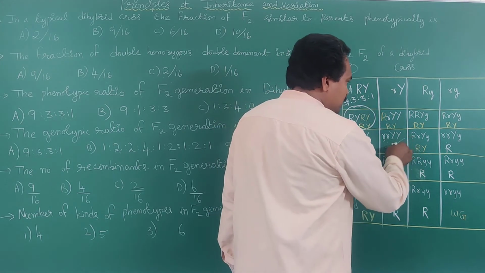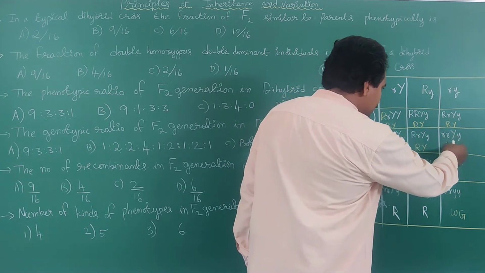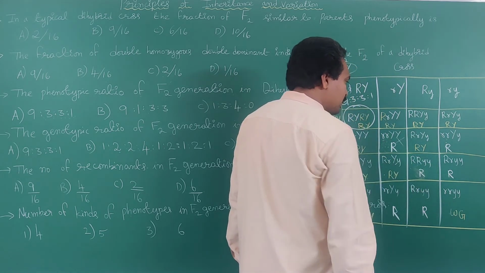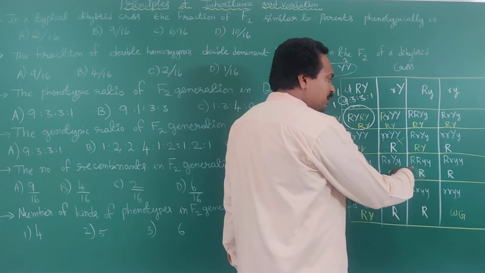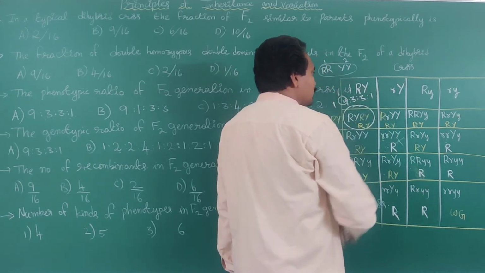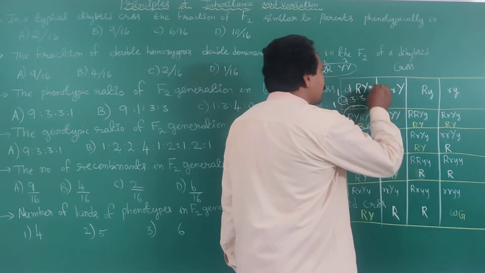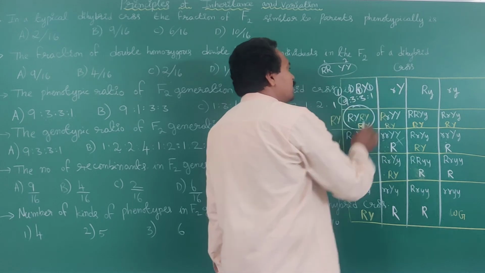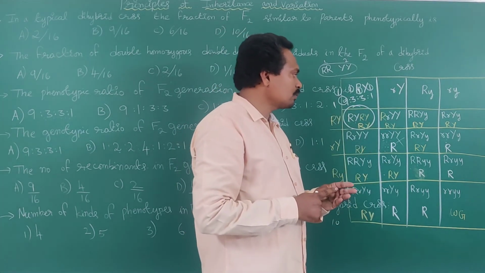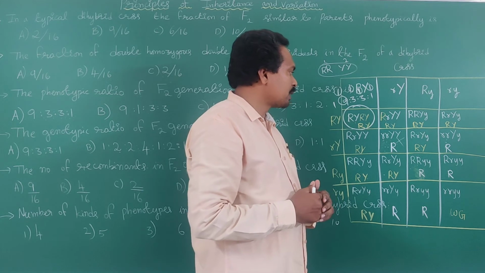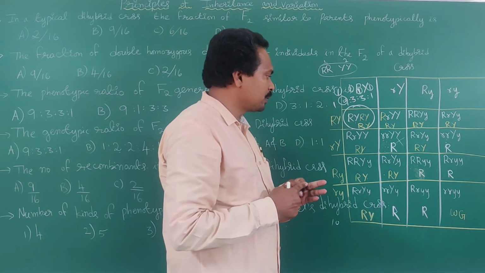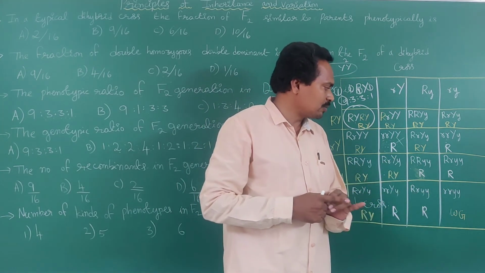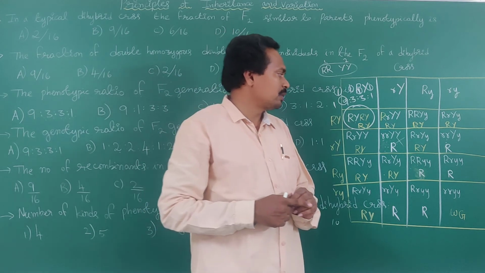Okay, next. And this is round green. Round green is another phenotype, third phenotype. Wrinkled green, one phenotype. So altogether, how many phenotypes are there? 4 phenotypes. Round yellow is one phenotype. Wrinkled yellow is one phenotype. Round green is one phenotype. Wrinkled green is one phenotype. So altogether 4 phenotypes are there.